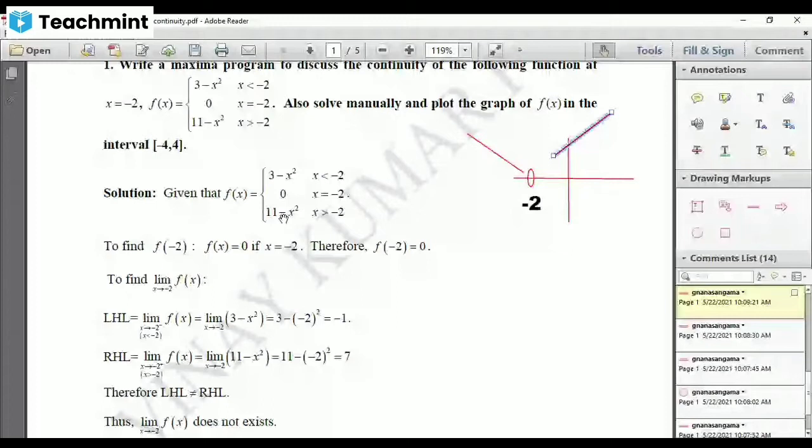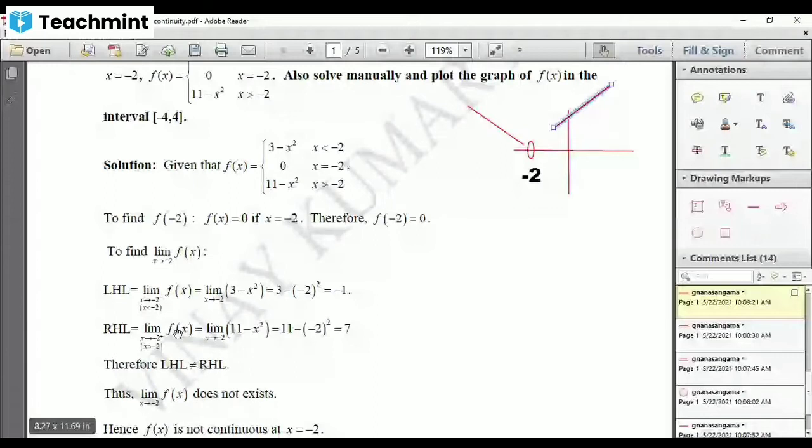So while writing the program, remember this is f1 of x, this is f2 of x, this is f3 of x. For the left hand limit, you have to consider this f1 of x. For the right hand limit, f3 of x, not f2 of x. Okay. Now come back here. f of x is 11 minus x square because x is greater than -2. So let me substitute that.